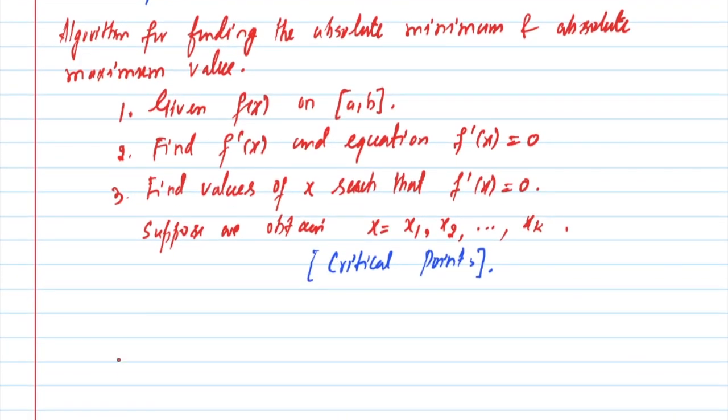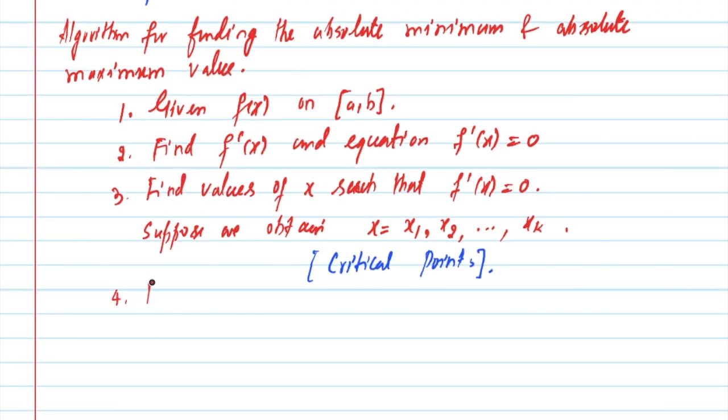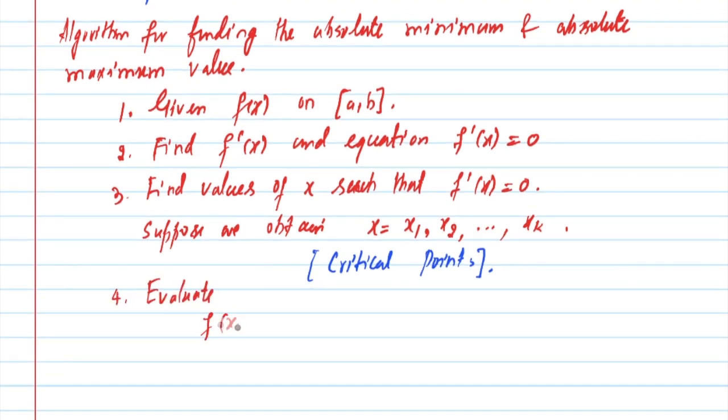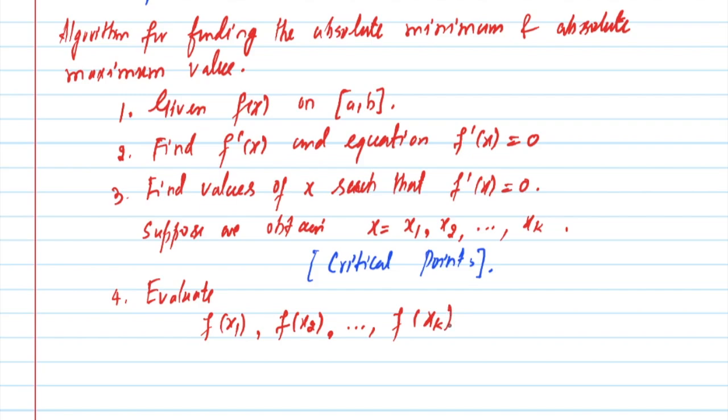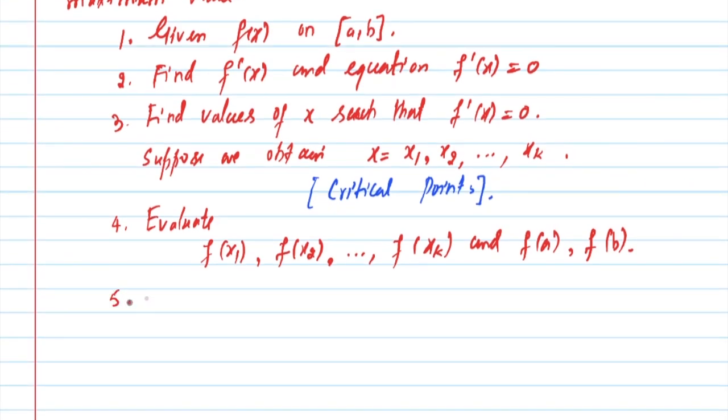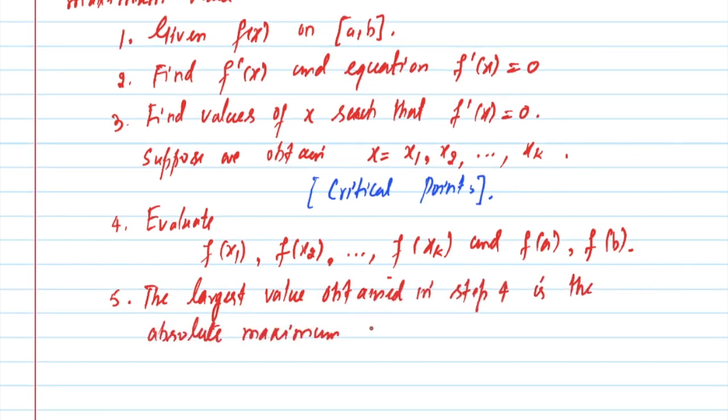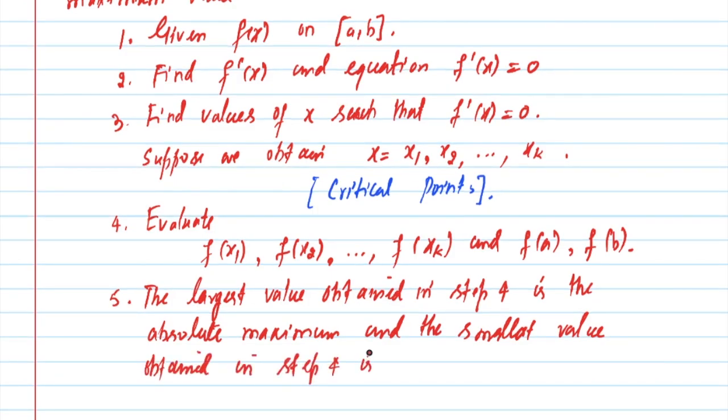Then the final step is step number 4. Evaluate f of x1, f of x2, and so on, f of xk, and also evaluate f of a, comma, f of b. Then the final step is the largest value obtained in step 4 is the absolute maximum, and the smallest value obtained in step 4 is the absolute minimum. So here we conclude this lecture.